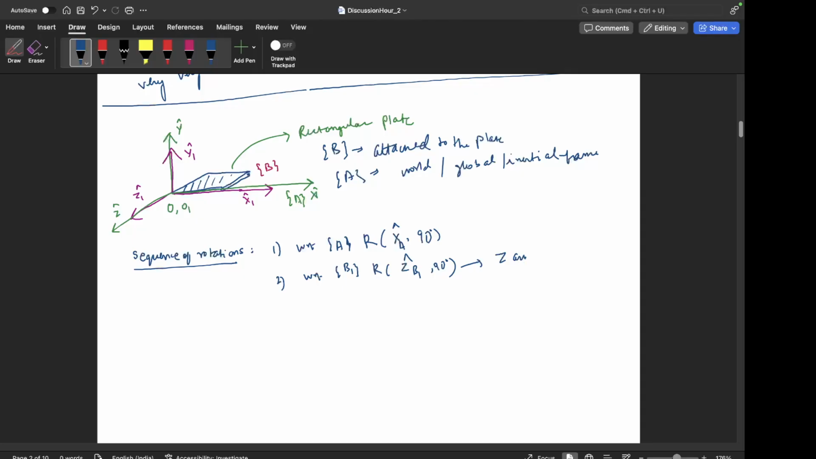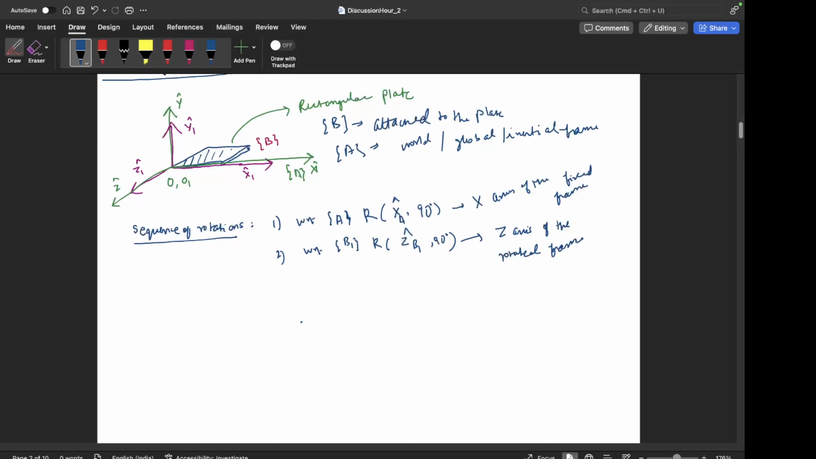So z-axis of the rotated frame, and this is the x-axis of the fixed frame. Okay. Now, the first thing that we'll do. Any doubts in the problem setup? Anyone?